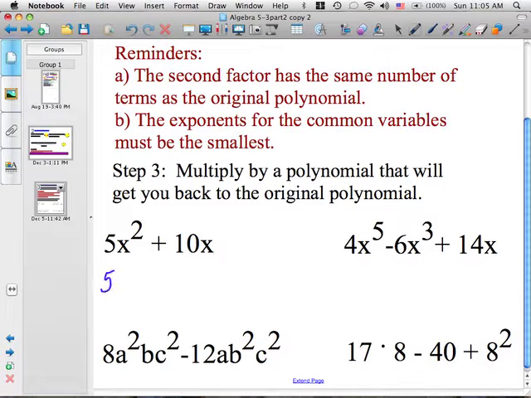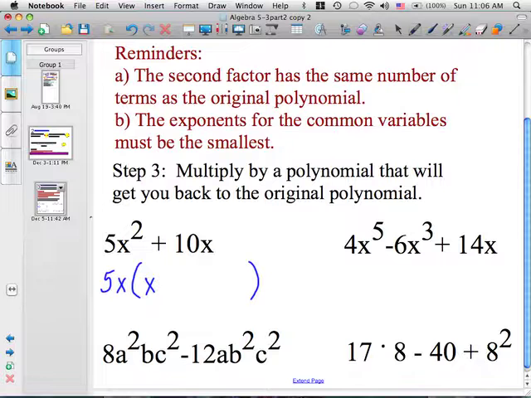So here we're going to take out the greatest common factor. So for the numbers it is 5. For 5 and 10 the greatest common factor is 5. And for the variable parts they both have an x, and we have to choose the smallest power. So they share 5x. Now we're going to multiply by a polynomial to get back to the original one.